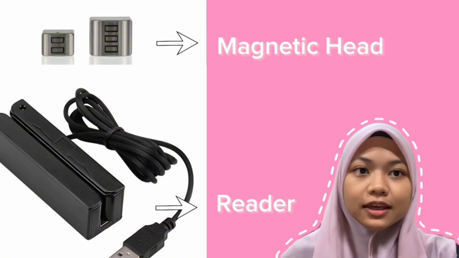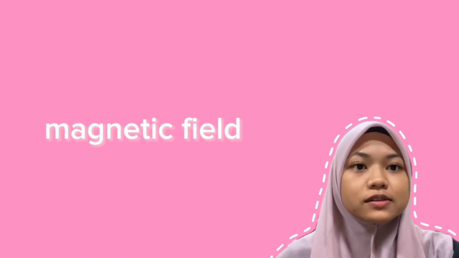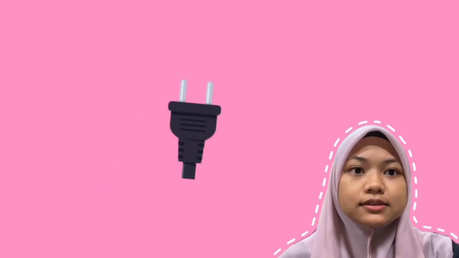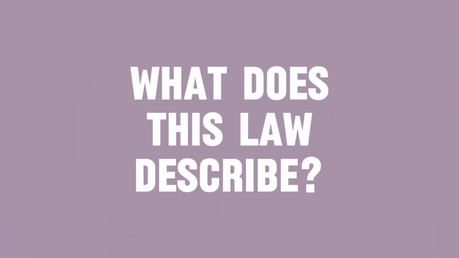The magnetic head within the reader detects the changes in magnetic field, and the transitions between north and south poles of magnetic flux generate an electrical signal. This is described by Faraday's law, which is the third Maxwell equation. So, this is the derivation of Faraday's law. Now, it looks rather simple. What does this law describe? This law describes that in a given amount of time, the change in magnetic field will produce voltage.